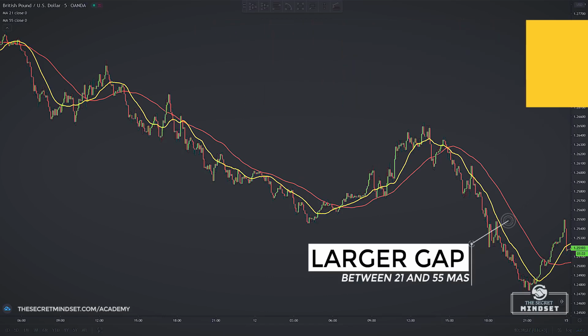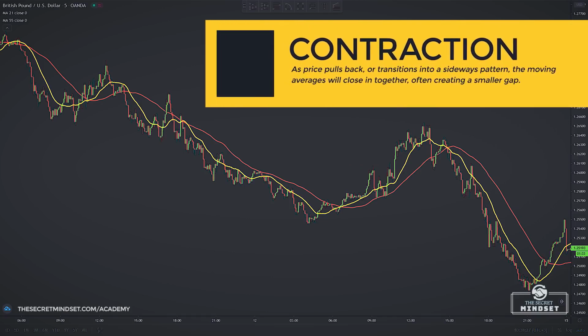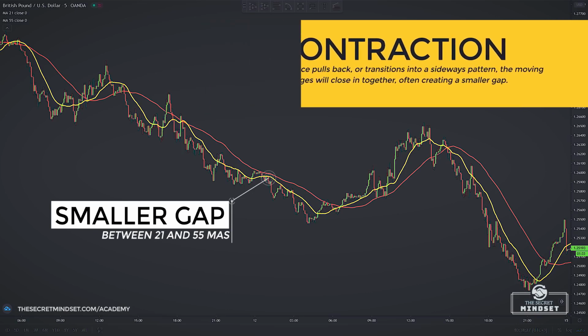This is an expansion. As price pulls back or transitions into a sideways pattern, the moving averages will close in together, often creating a contraction. We want the price to bounce right off this dynamic zone and break out into a trend.